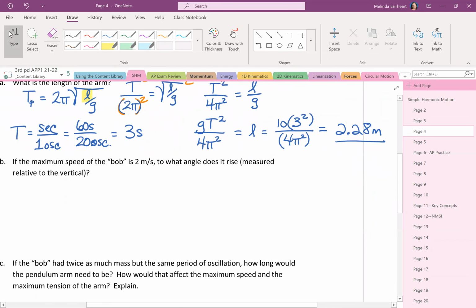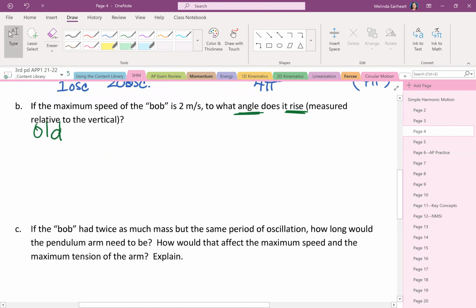Okay. B, if the maximum speed is given to us as 2 meters per second, to what angle does it rise? And it says, we want the angle with the vertical. Y'all, this is old stuff at this point, right? So it's back to energy. So this is what we did in January. So kind of old, kind of new. So we'll go through and walk through it again.